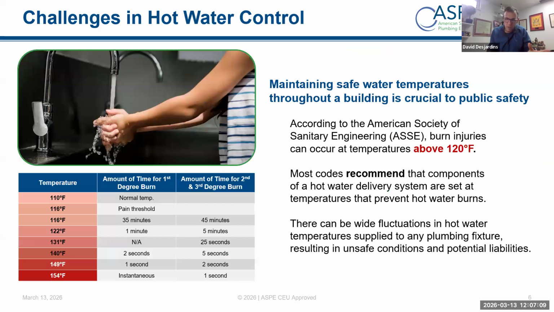As we're going through this presentation, we'll be talking about some of the ASSE standards. When you have point of use protection, a lot of the testing in those standards is around 120. And if you look over on the left-hand side of your screen, you'll see where that comes about, right? So at 116 degrees, that's the pain threshold. Ouch, it's starting to hurt. But it's going to take 35 minutes for you to get to that first degree burn. Now, if you look 6 degrees higher at 122, within a minute, you're going to get a first degree burn. So you see that threshold of temperature where it becomes very sensitive, right? And that's what we want to protect our occupants from.